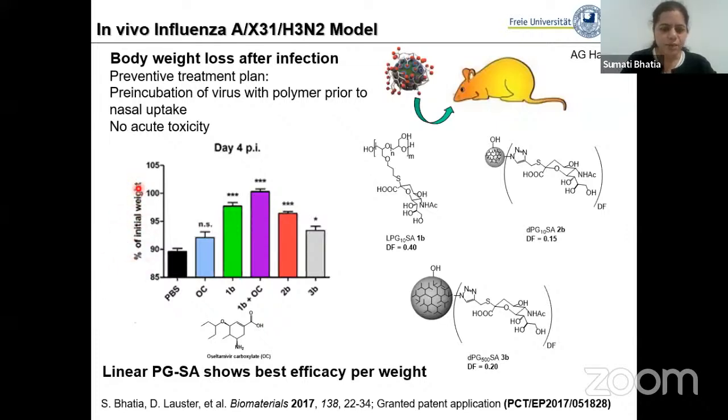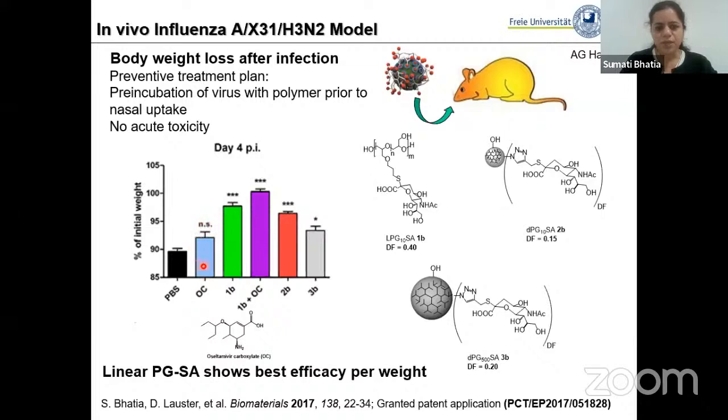And then here you see on the y-axis percentage of the initial body weight of the mouse. So you see how much body weight of the mouse decreased because of the infection. And on the x-axis, you see different compounds. And you see the green one shows the LPG compound, where the mouse body weight decreased only 2 to 3%.